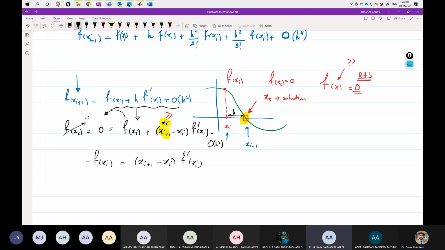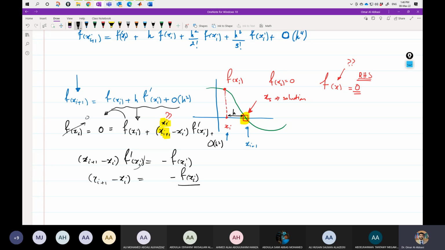So what do we have now? Minus f at xi equals xi plus 1 minus xi multiplied by f prime at xi. Correct? If you divide by f prime, xi plus 1 minus xi equals minus f at xi divided by f prime at xi. Then what is the unknown quantity? xi plus 1.